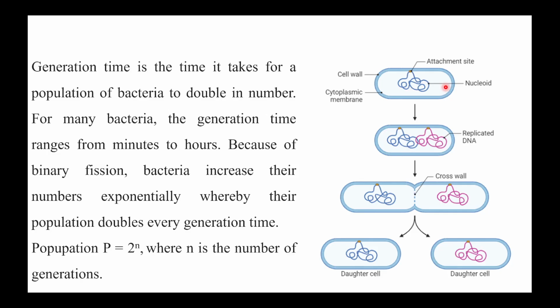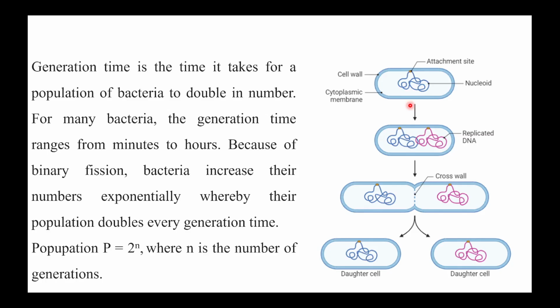But there are certain bacteria that take hours to grow. They can take up to 1 or 2 hours to double in number. So one cell will take 1 or 2 hours to divide into two daughter cells. And there are certain bacteria that can take only 10 or 20 minutes. So one cell will divide into two daughter cells in 10 or 20 minutes.